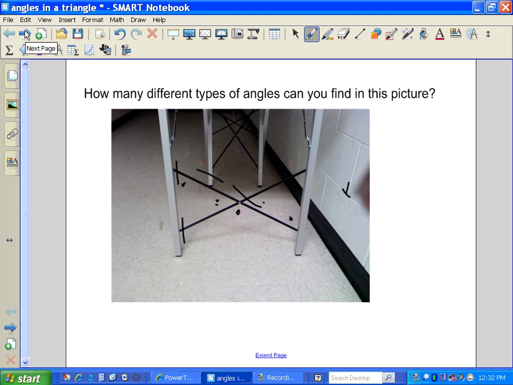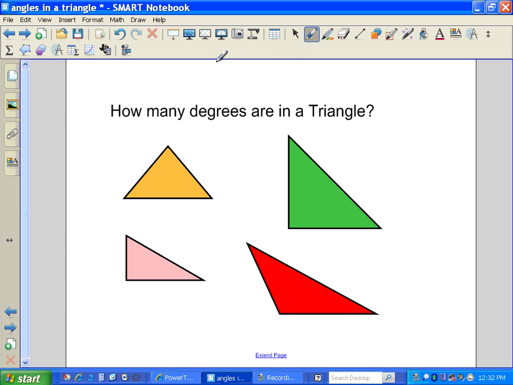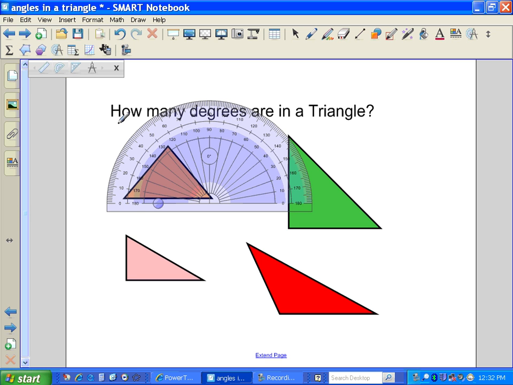That's kind of what you want to be looking at as you work on the project for this little section over the next couple of days. Today's real topic is how many degrees are in a triangle. That's the first piece, and you probably already know the answer, don't you? There we go. There it is.